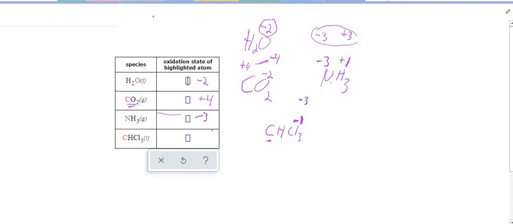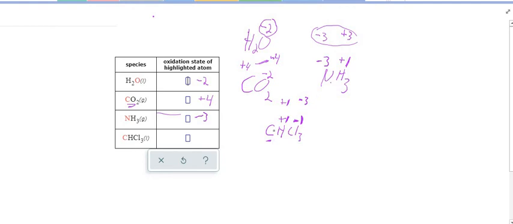All the oxidation states, since this is a neutral compound, need to add up to 0. Now I'm going to tackle that hydrogen next. So the hydrogen is going to be a +1. Hydrogen is a +1, so for counting purposes, 1 times +1 is a +1. Now I need to get all of these to add up to 0.